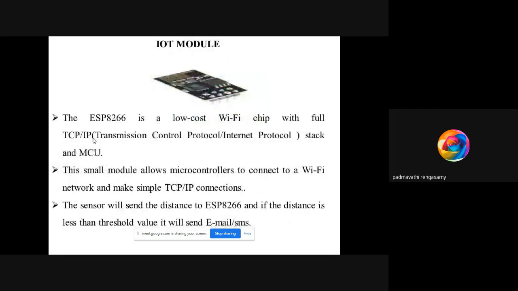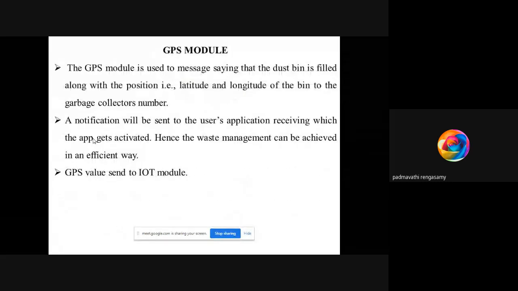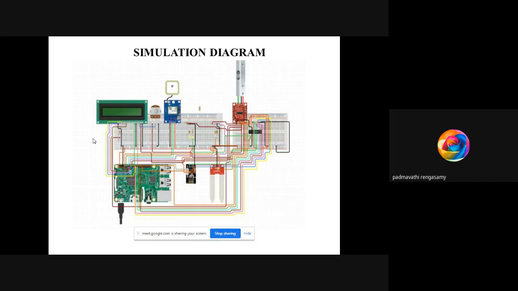We are using the IoT module, that is the Wi-Fi module ESP8266. Instead of NodeMCU, we have used the ESP8266 Wi-Fi chip with a transmission module, which can easily send mail and SMS through the devices. We have used a GPS module for notification so that waste management can be achieved. This is a simulation diagram, where we have used Raspberry Pi and different types of modules. Whatever we have given, it has been designed accordingly.